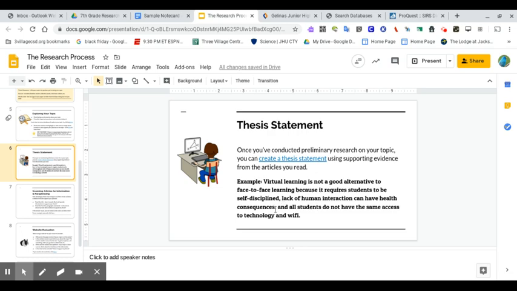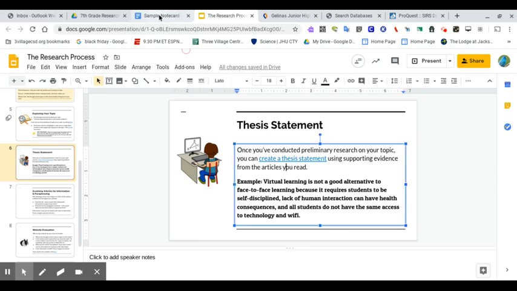lack of human interaction can have health consequences, because as I was going through and looking for information, I kept coming across evidence that supports this statement: lack of human interaction can have health consequences. So I figured I would change it, and you may have to change your thesis statement as well as you go through and find new evidence.